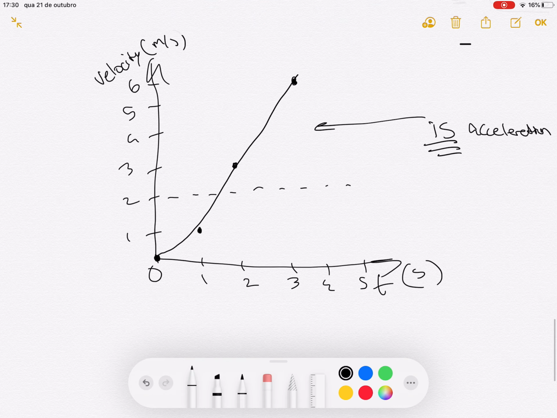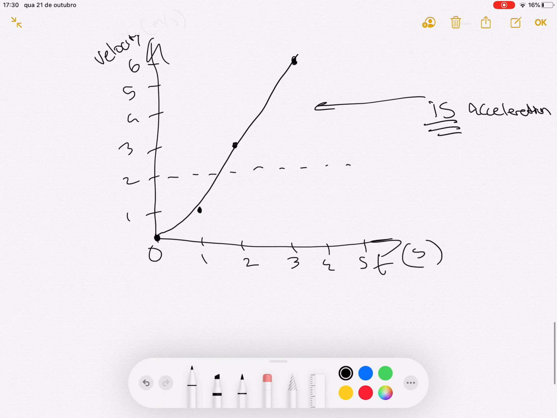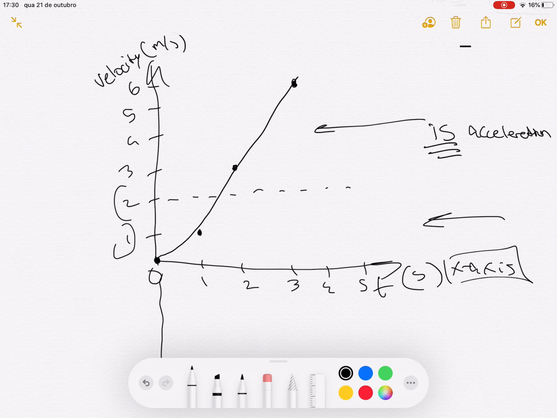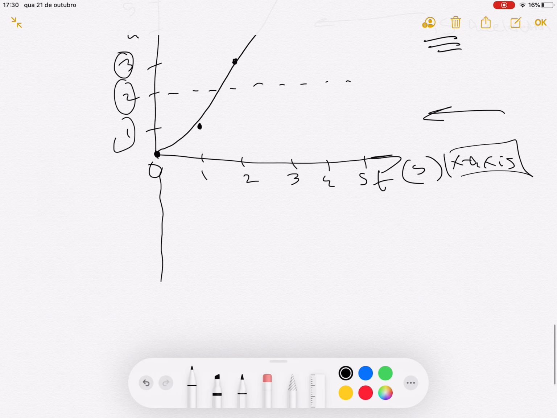So what can we tell about this particular graph? Well, we know that this movement, this motion of an object, is plotted above the x-axis, and not below. This means the velocity is positive. As we can see the numbers here, 1, 2, 3, they're not negative. Below, it would be -1, -2, -3, -4, and so on.